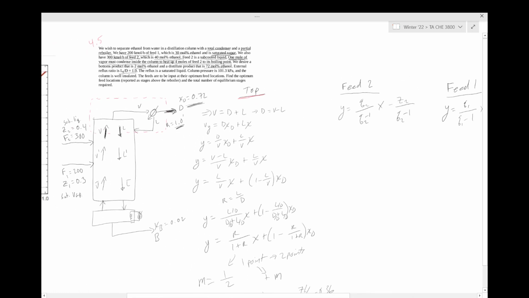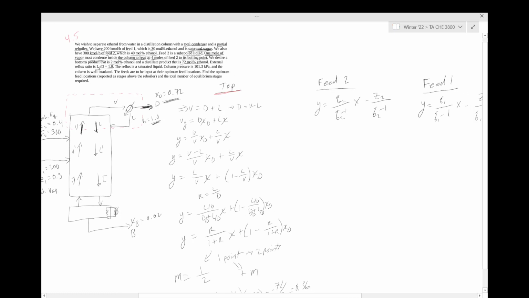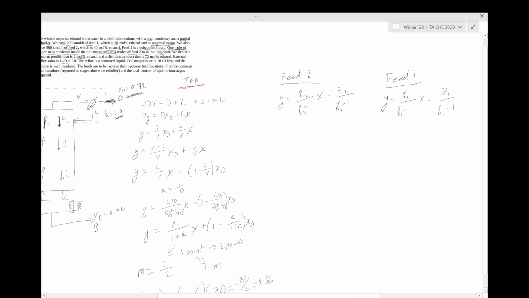So feed 2 is telling us that it is a subcooled liquid where 1 mole of vapor must condense inside the column to heat up 4 moles of feed 2. So our q right here, this is where we're going to get introduced into a little different concept than normal. Our q is defined as this. The q can be defined as the liquid below minus the liquid above over our feed. So in this case, it's going to be feed 2.